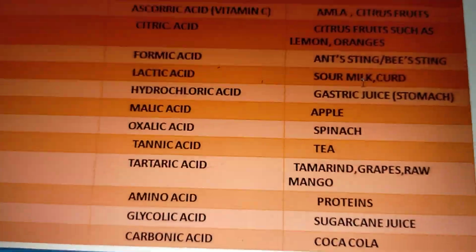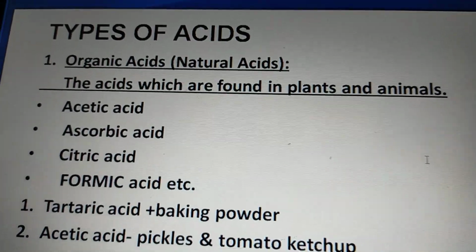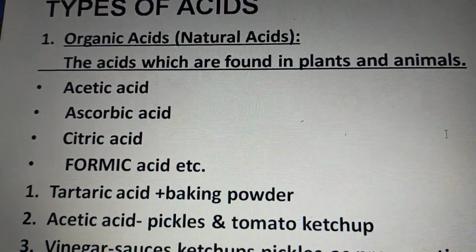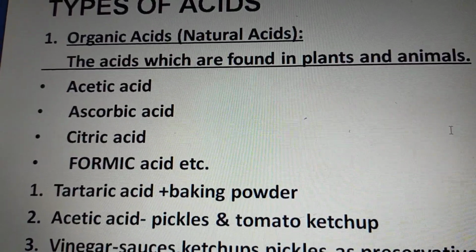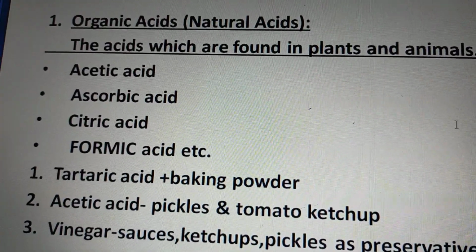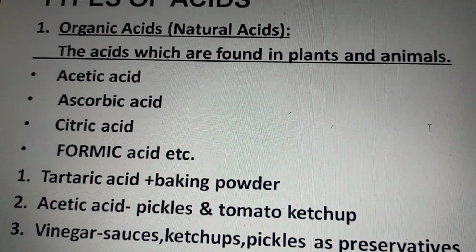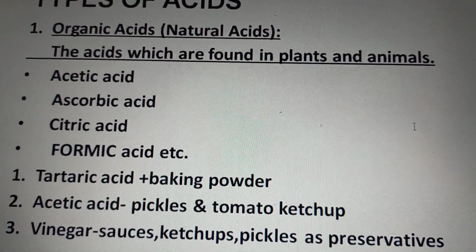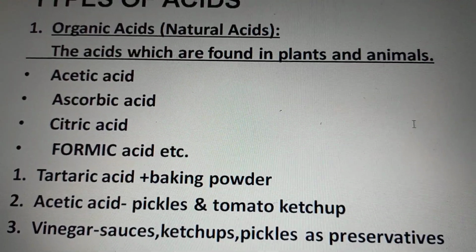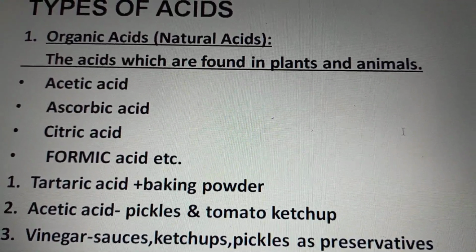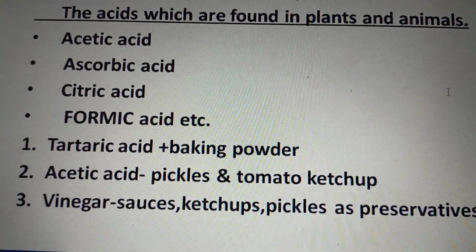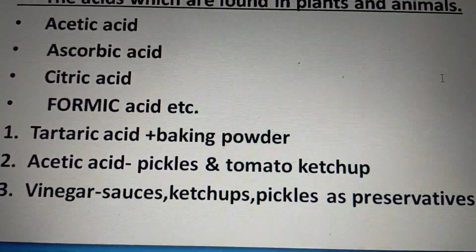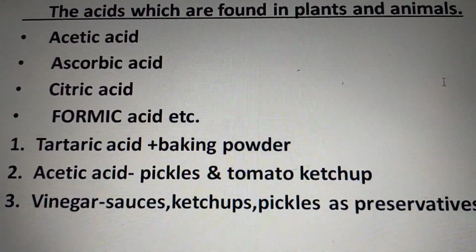Clear? Now the classification of acids. Acids are classified into two types. One is organic acid. These organic acids are also called natural acids. The other one is mineral acids. First, let me tell you something about organic acids, which are also called natural acids, means which we get from plants and animals, right? Like acetic acid, ascorbic acid, citric acid, formic acid. Just now you have seen a table where almost all the acids are natural acids or organic acids.